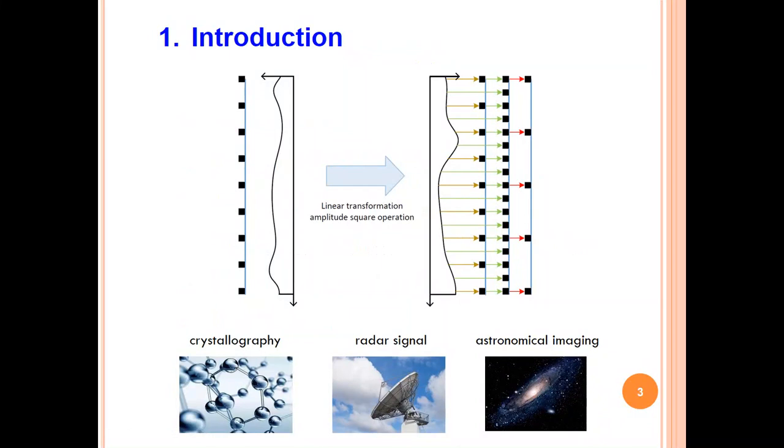Phase retrieval is a problem focusing on how to recover a signal from the magnitude of a linear transform measurement, which is called diffraction pattern or magnitude spectrum. It was originally proposed in the field of crystallography, and it also widely appears in many other fields today, such as processing of radar signals and astronomical imaging.